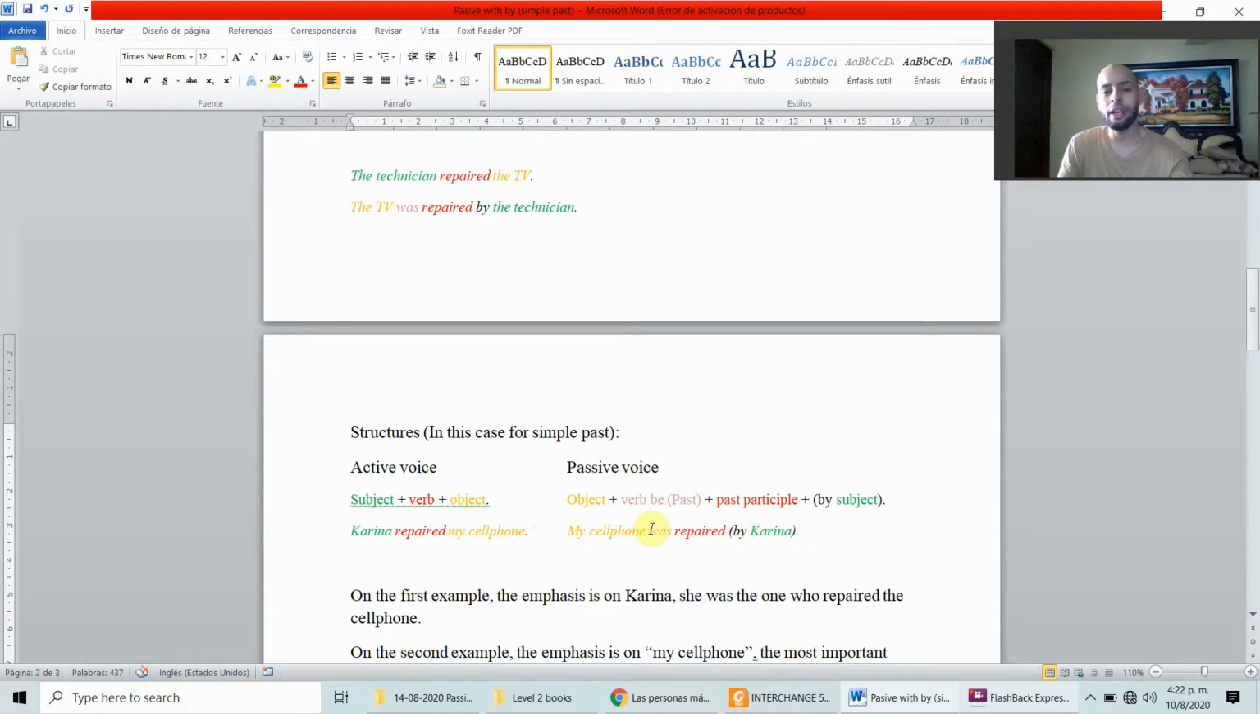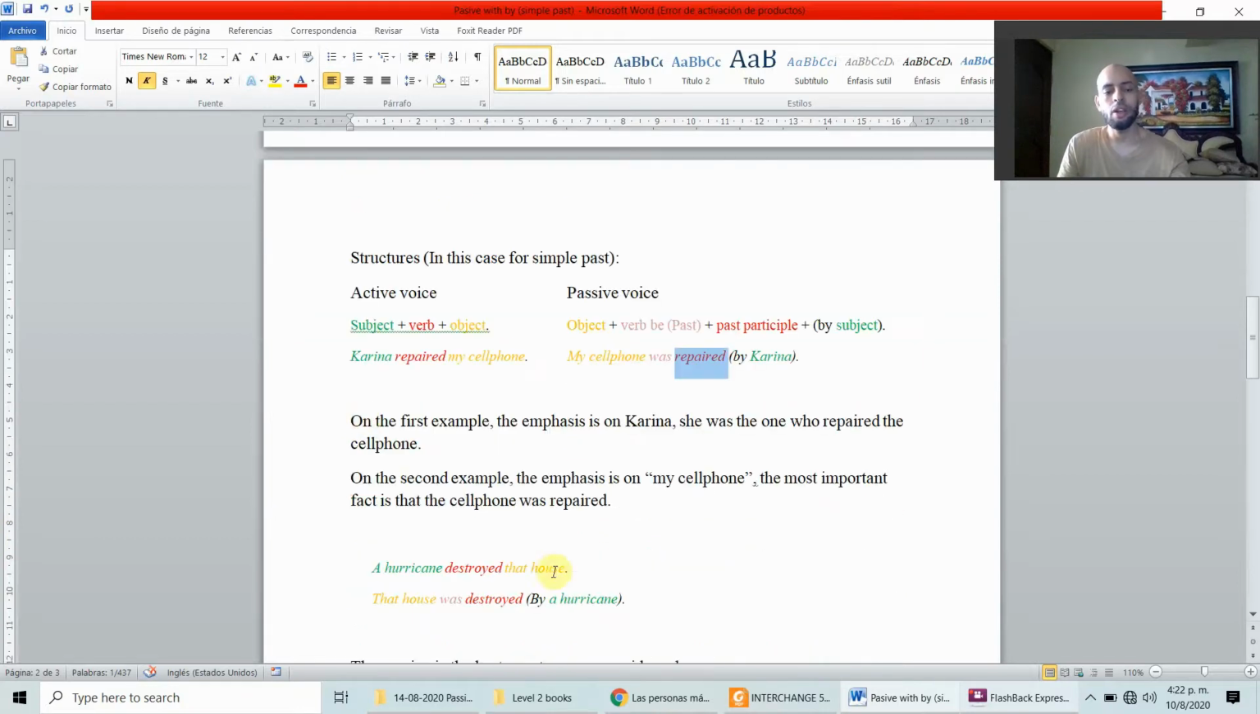Remember, we're going to explain that in a few minutes, but the past form of the verb for regular verbs is the same as the past participle. So in the first example, the emphasis is on Karina. She was the one who repaired the cell phone. In the second example, the emphasis is on my cell phone. The most important fact is that the cell phone was repaired. Who repaired the cell phone? That is not so important in this sentence. We are focusing on the fact that the cell phone was repaired.